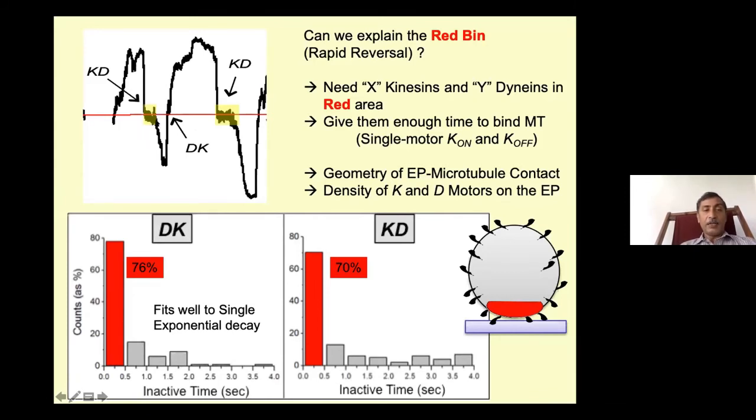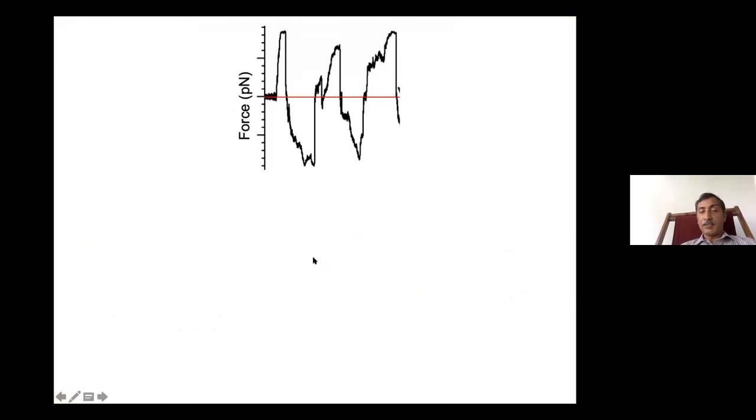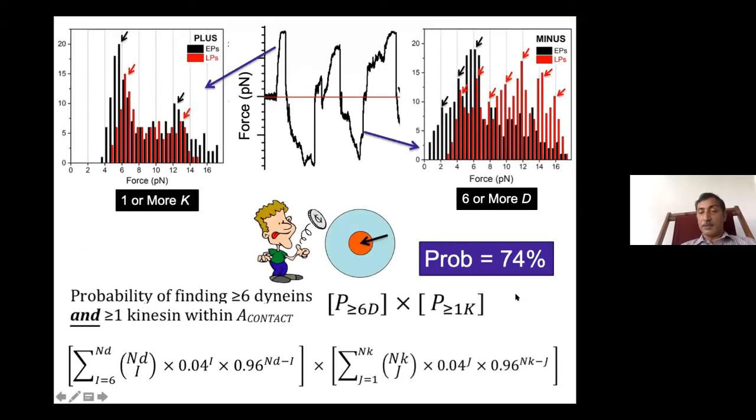If you were going with kinesin and then immediately go in the opposite direction, that would happen if you had both motors sitting right there and you don't have to rotate. You can immediately go in the other direction. That is about 75%, which matches really nicely with this number.